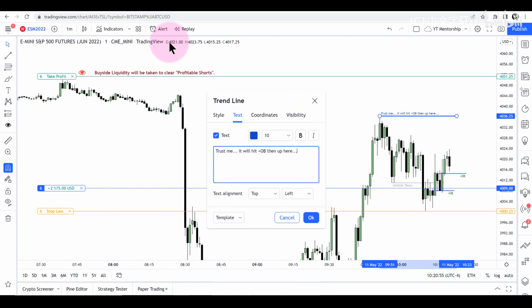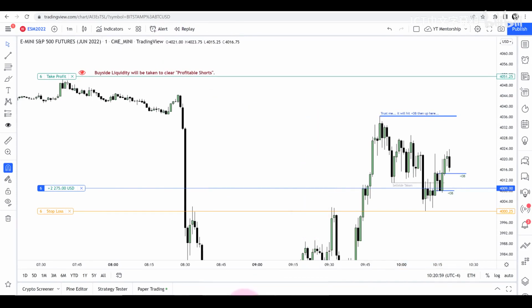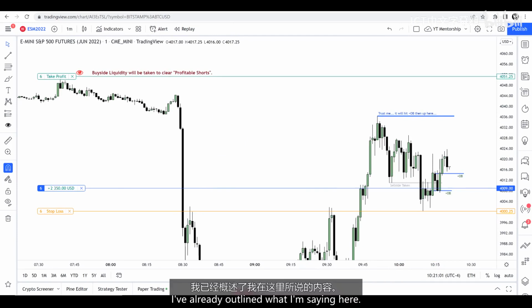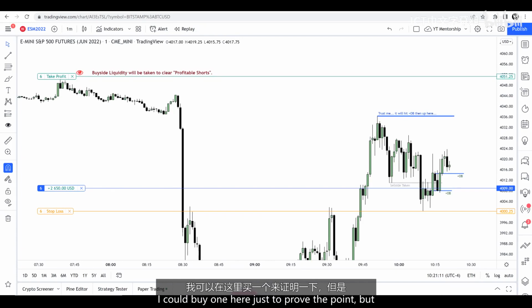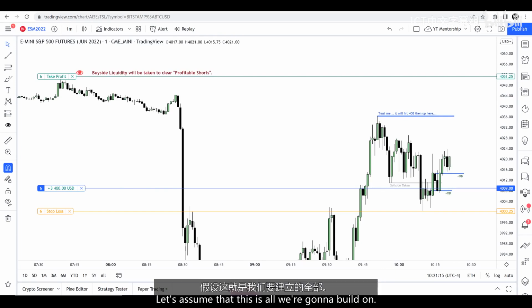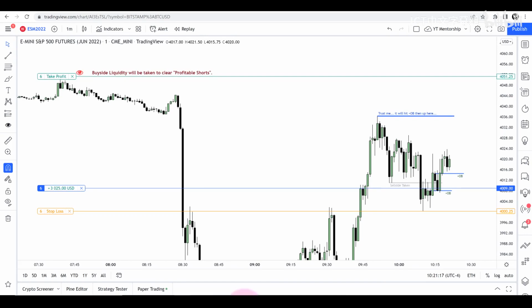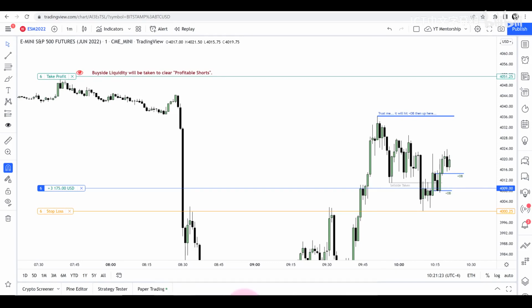Order block right there. All right, I would adjust that line, but I've already outlined what I'm saying here. It's basically touched the little wick. So if I wanted to add one more, which I guess I could buy one here just to prove the point, but it is what it is. Let's assume that this is all we're going to build on. I want to see it rally higher from here. Notice I'm not in a hurry to rush my stop loss up.